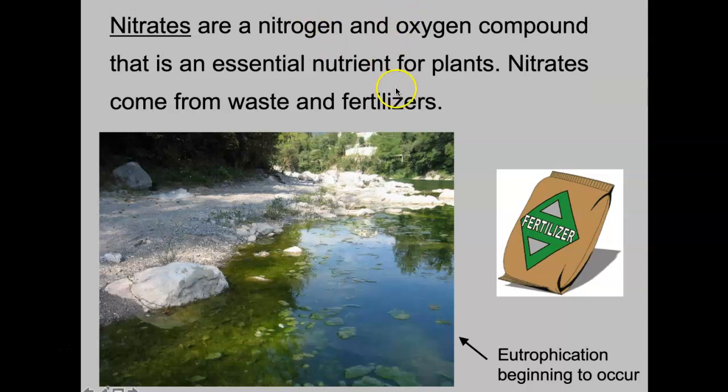And also from fertilizer. So if you have a farm that's near a lake, that farm may be using some type of fertilizer on its plants to help the plants grow bigger, better, and stronger. So if that fertilizer gets into the water, a lake that's nearby, it's going to cause more algae to grow, which can eventually lead to eutrophication occurring.